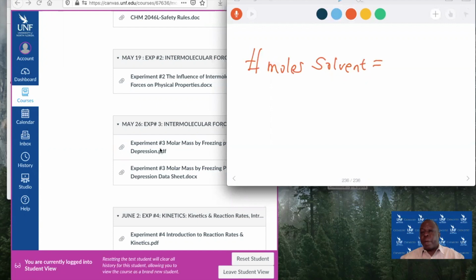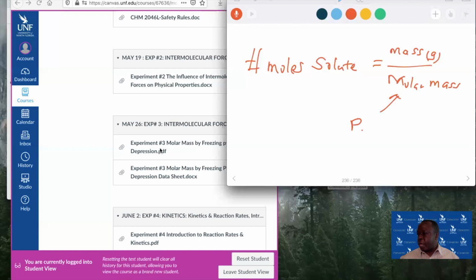If you are not given the number of moles of this solute, not solvent, I meant to say solute here, what is being dissolved, you will always have to use the periodic table, which is basically mass in grams over molar mass. This means if you are not given the number of moles, you're only given the mass of the solute and the chemical formula. With the chemical formula, you'll have to use the periodic table to find the molar mass. Sometimes you may be given it.